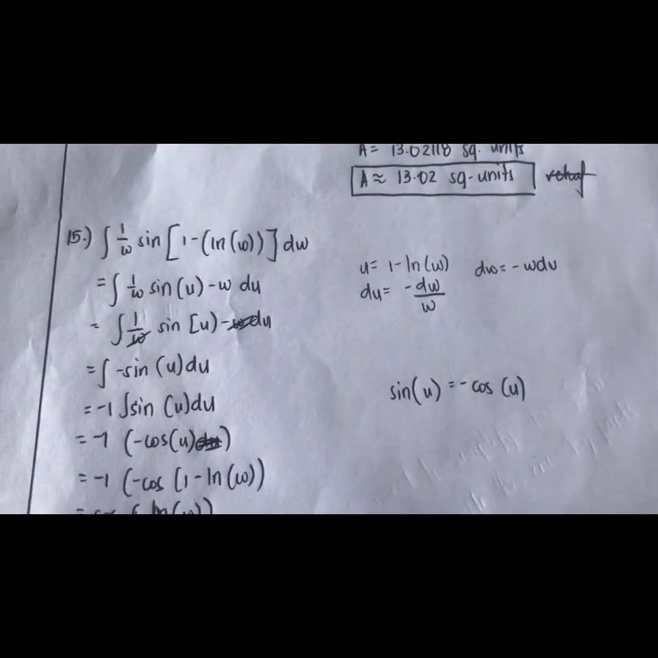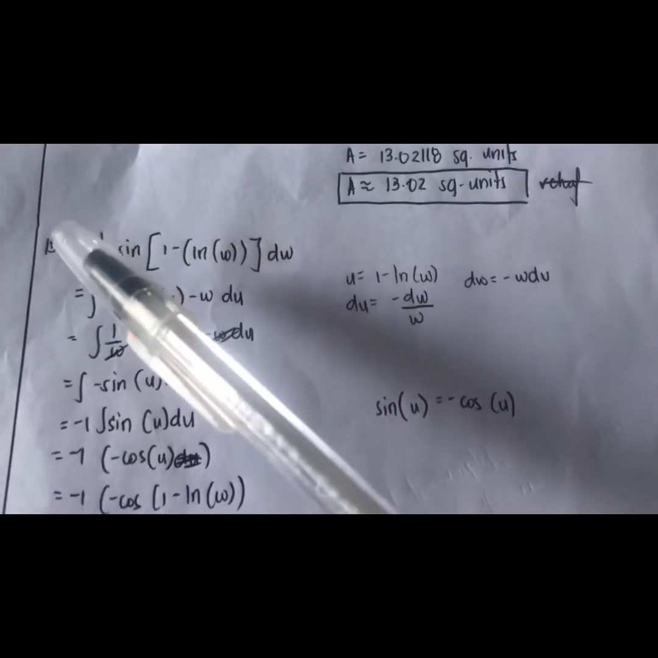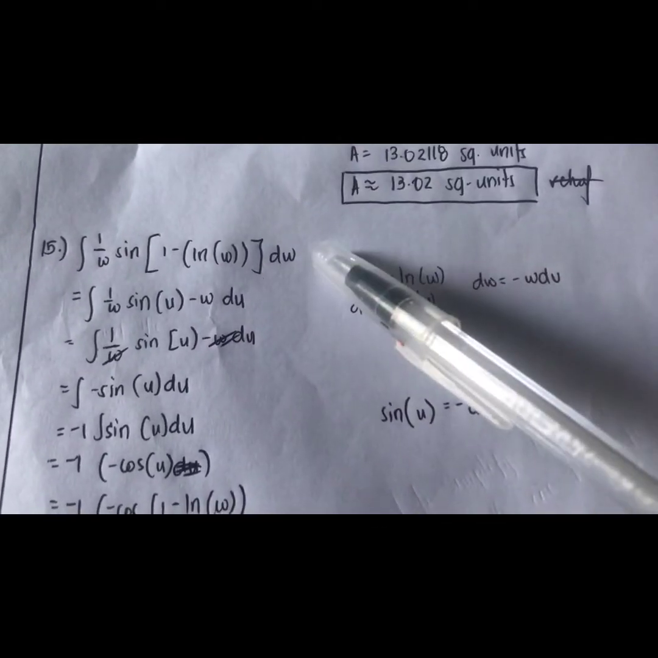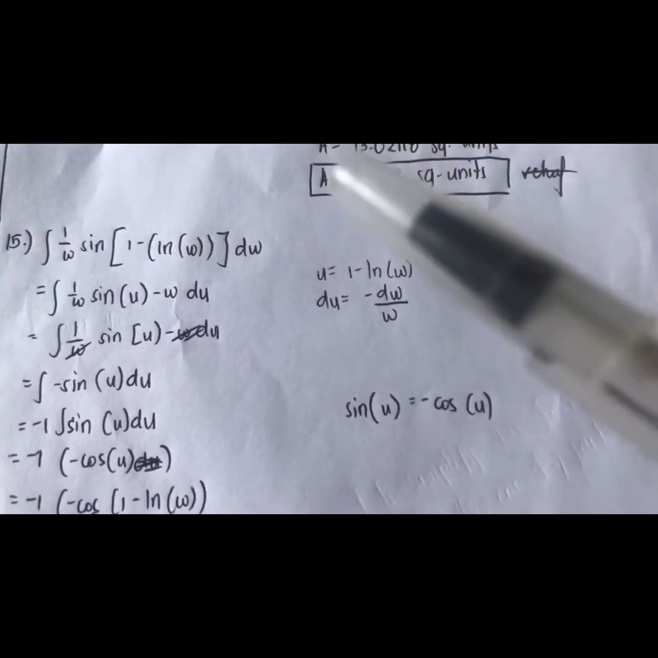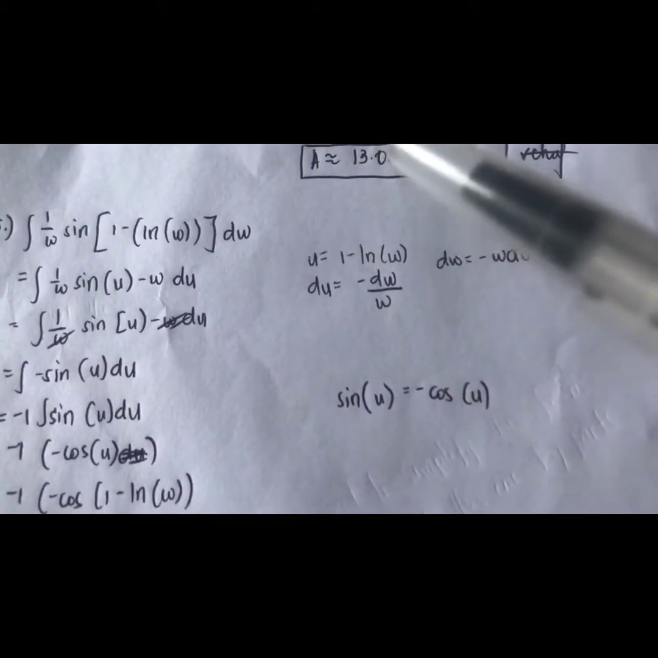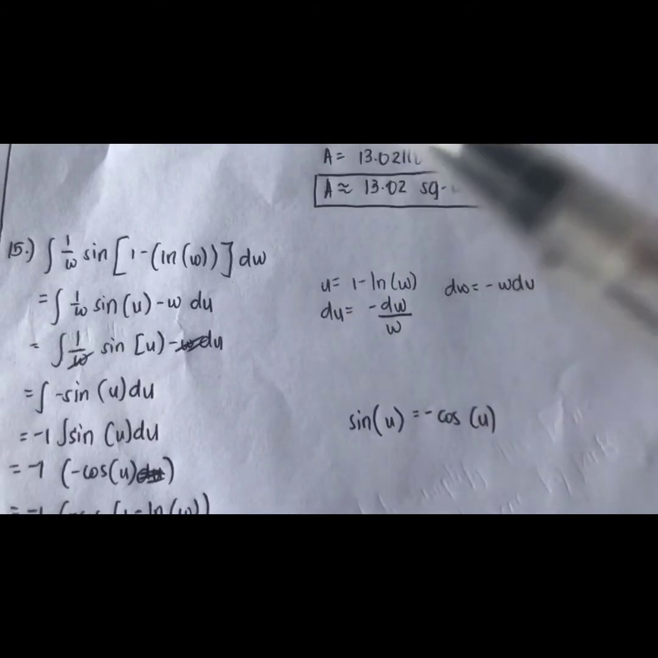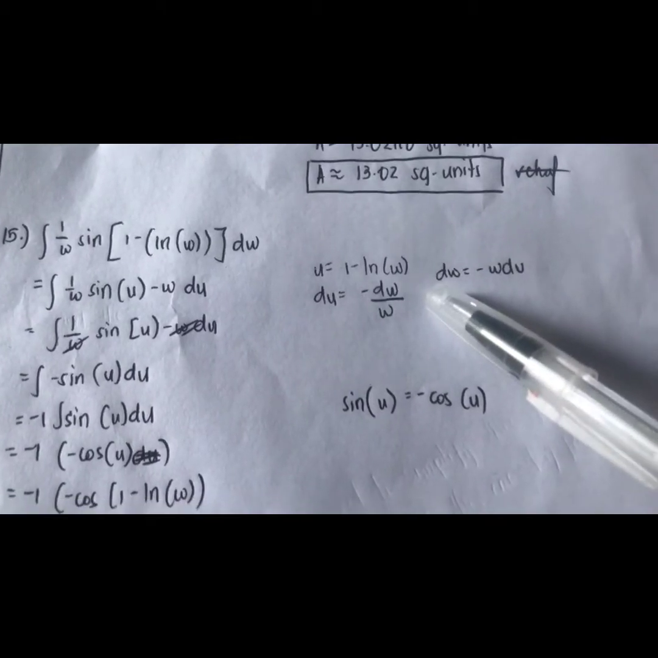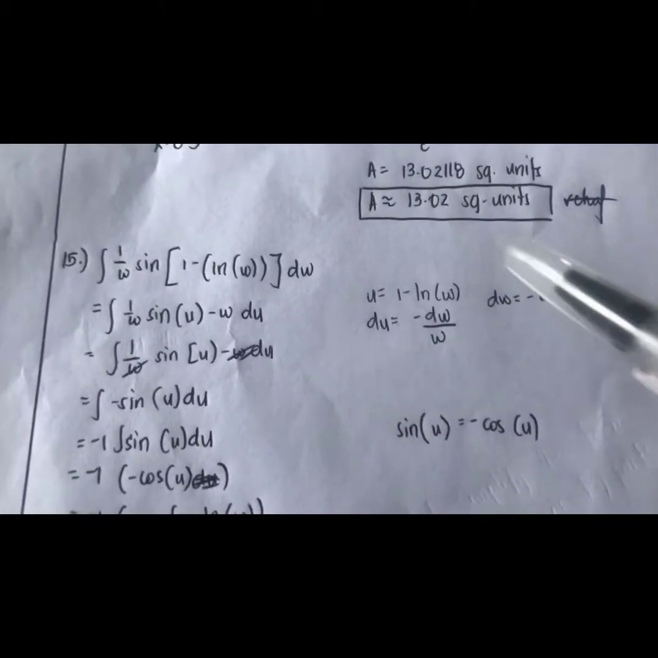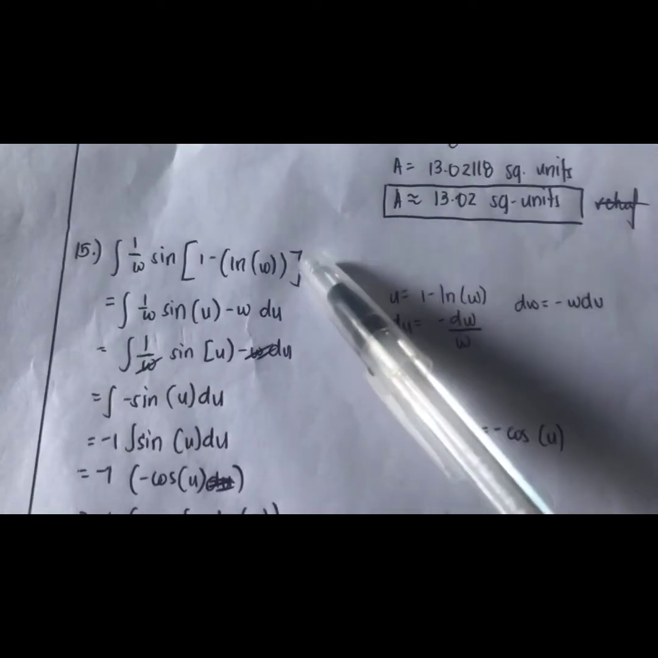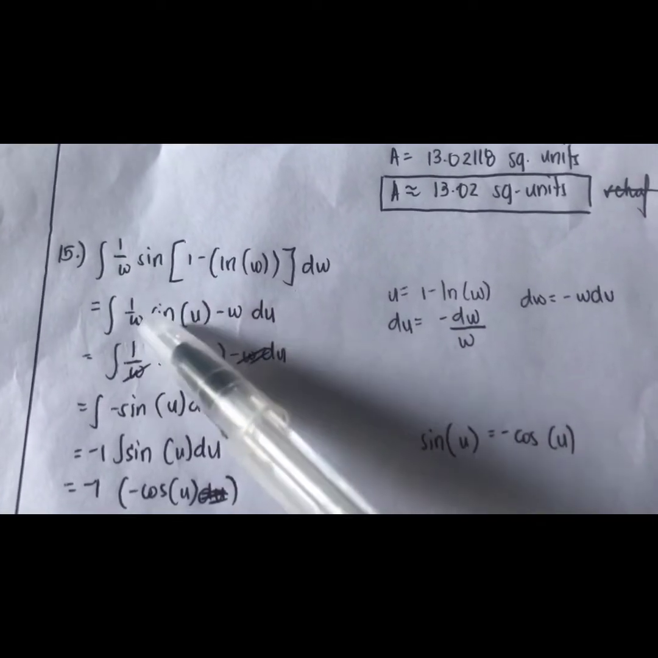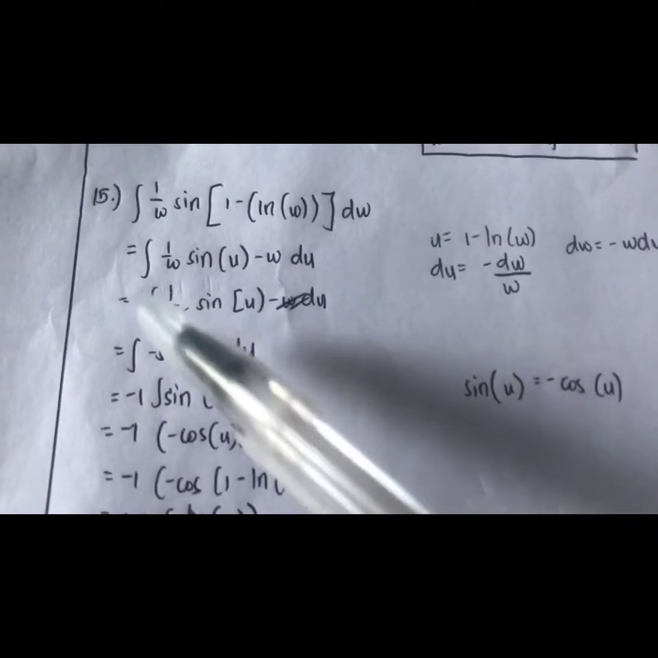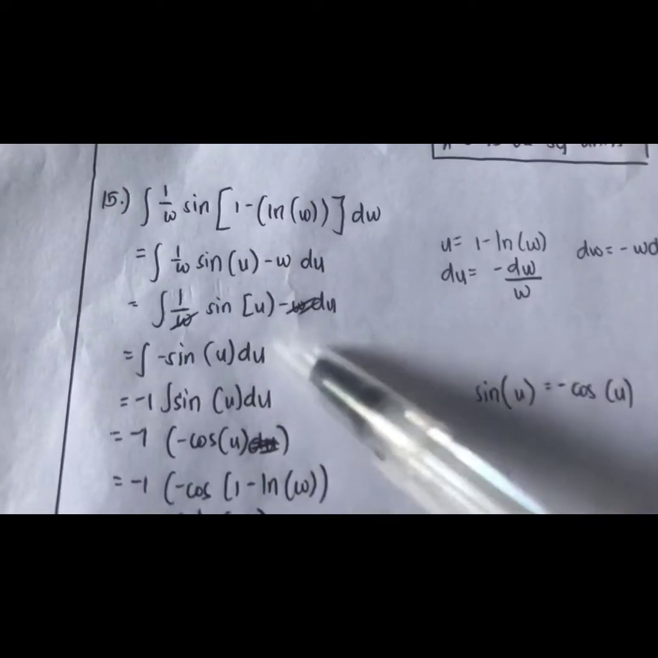And for the final problem, number 15, the integral of 1 over w sine the quantity of 1 minus ln w dw. We're going to solve this using the u substitution. So let's set 1 minus ln w as the value of our u, and that makes du is equal to negative dw over w, and our dw is equal to negative w du. Now, let's substitute these values into our equation. We will have the integral of 1 over w sine u times negative w du. Now, let's cancel like terms, leaving us the integral of negative sine u du.